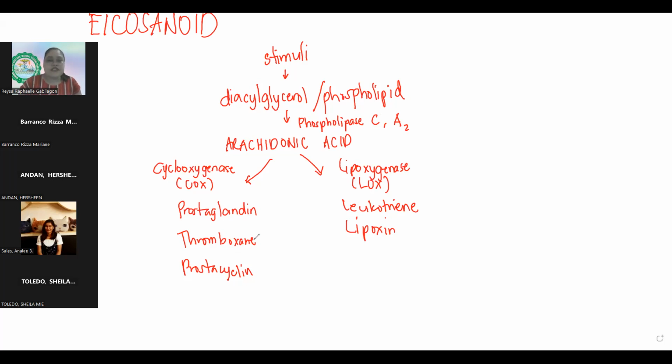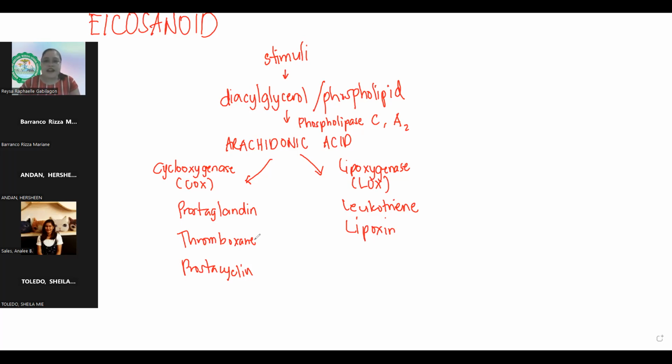But for thromboxane, sinulat ko 'di ba kanina, this is responsible for platelet aggregation. Though it has also a work in the prostaglandin side, like formation of inflammation, but its work is more on the platelet aggregation. Okay? And leukotriene on the other side, produced when lipoxygenase takes its action to arachidonic acid, as well as lipoxin. These two have bronchoconstricting activity. Okay? So you know that if there is bronchoconstriction, there will be narrowing of airways and that the patient will have difficulty in breathing. Okay?